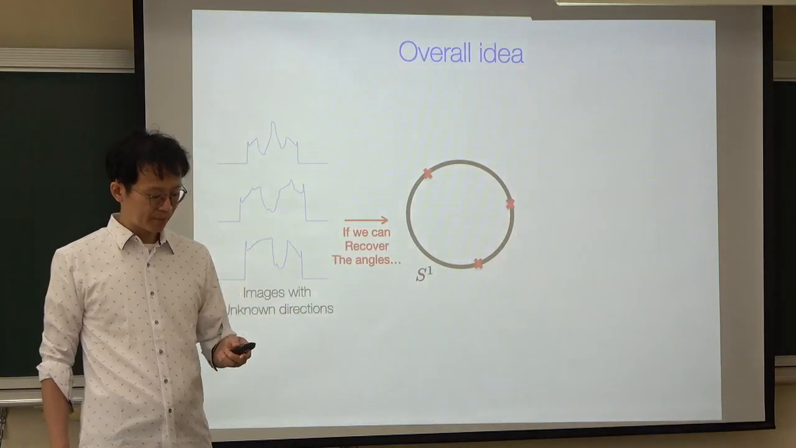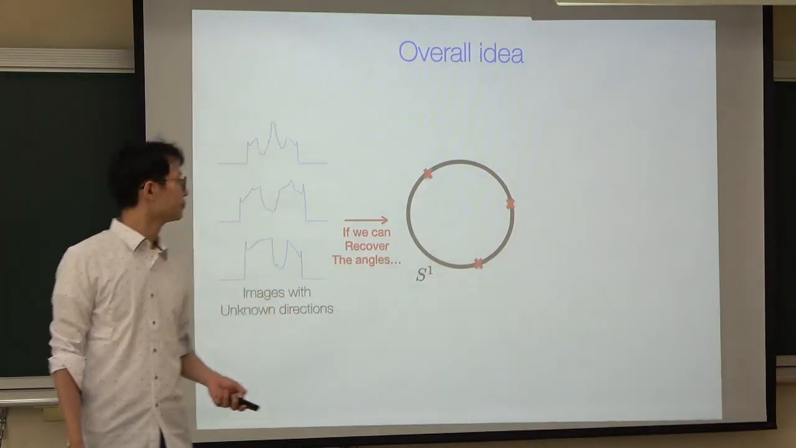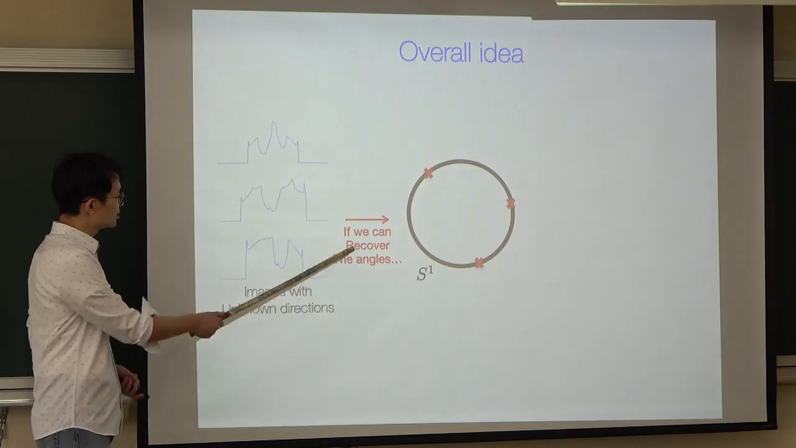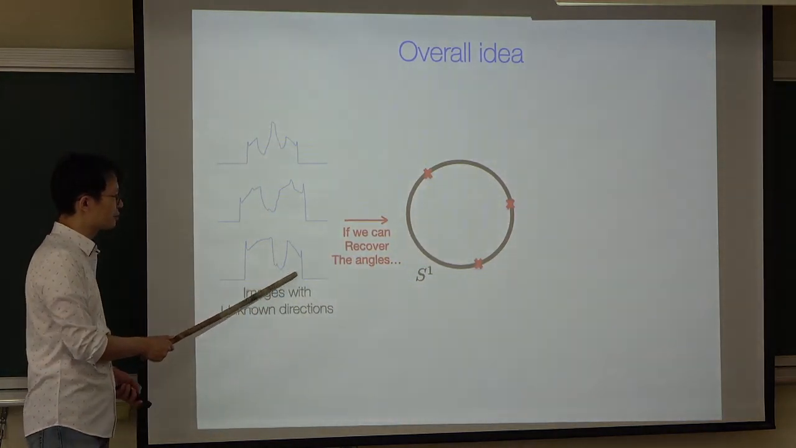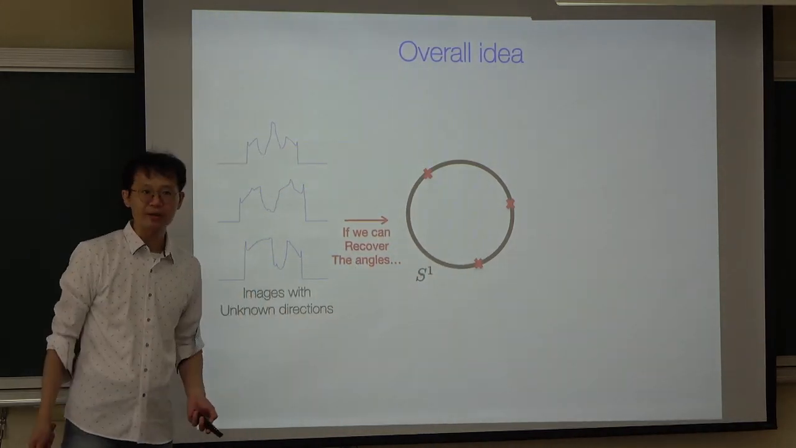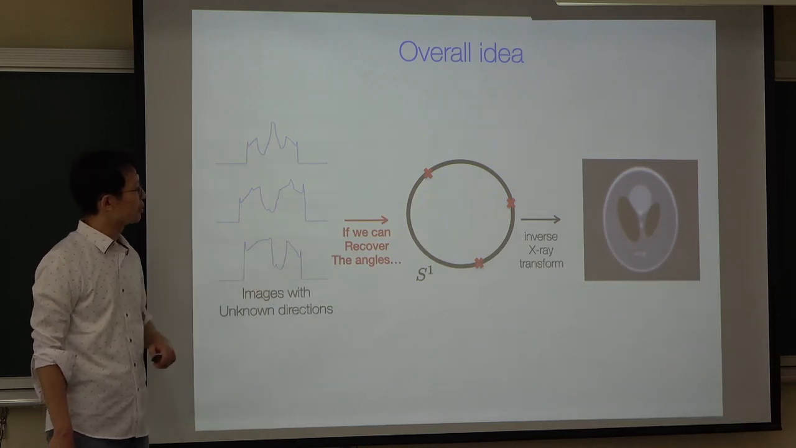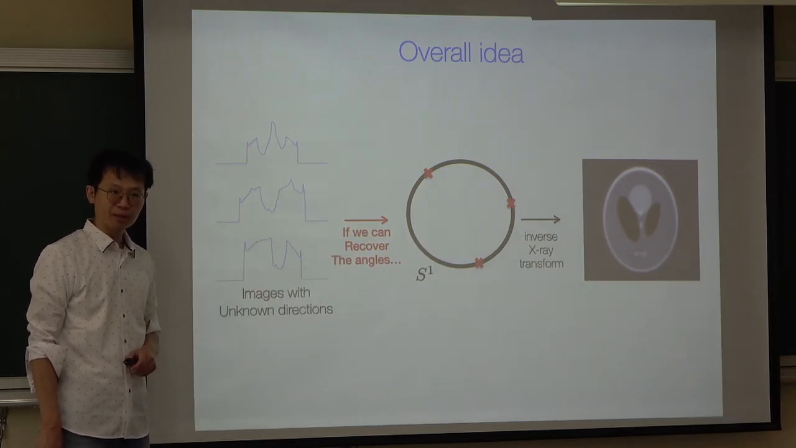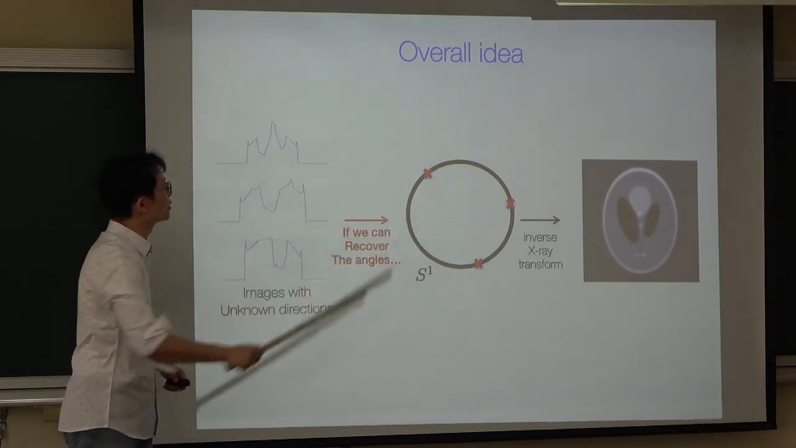Turns out, this problem can be relatively easily resolved. Why? Because suppose we get all these projection images, and suppose we can recover the angle on S1, then problem solved, right? Because then we can just apply the inverse X-ray transform. But the question is, how can we get the angle recovered?